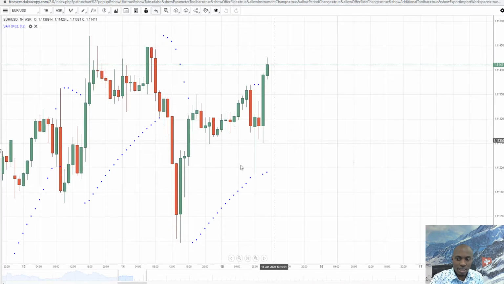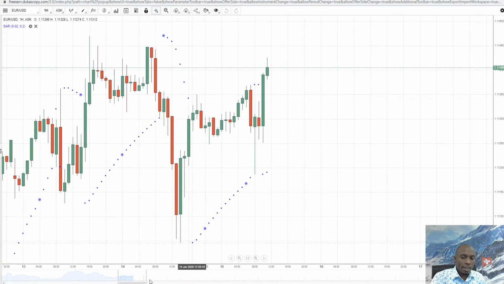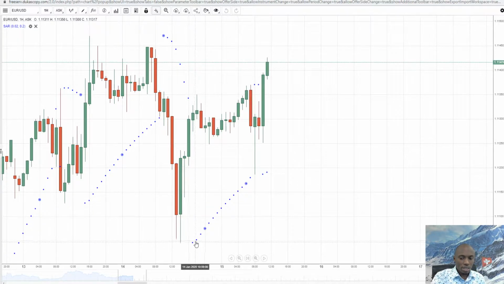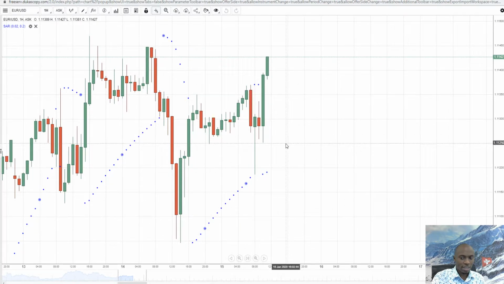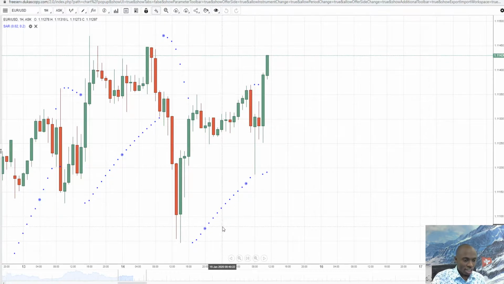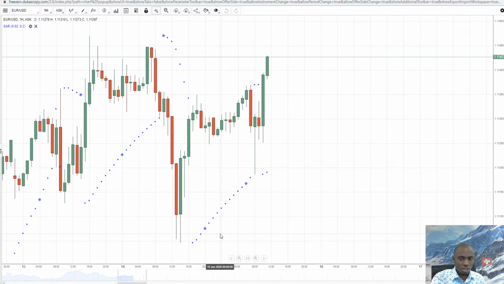So that being said, if you look at this parabolic SARs right now, when the dots start appearing, when the first dot appears, you wait. When the second dot appears, you still wait. To me, I usually use the third dot. When I see the third dot, I know that the trend is already changing to the upside. There's going to be a bullish trend, so you start looking for a buy opportunity.